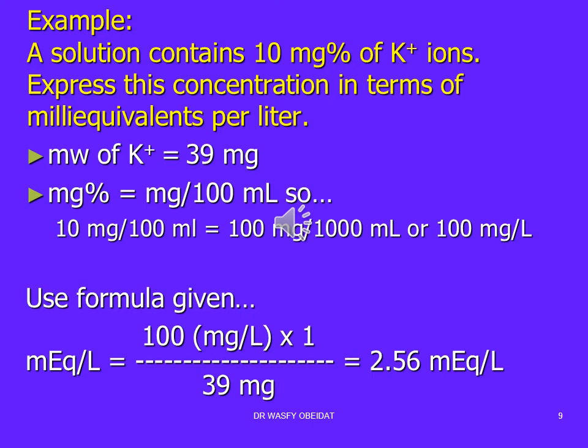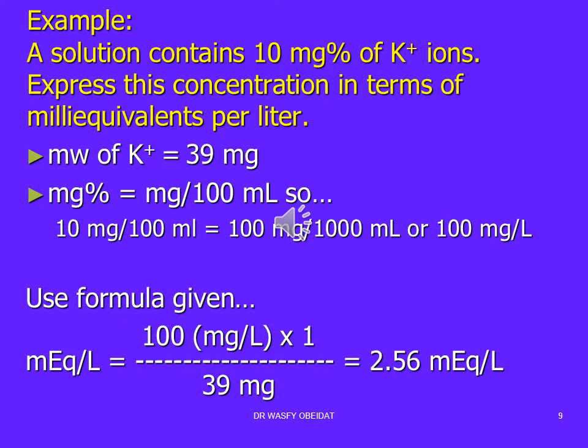Specifically, 10 milligram percent equals 10 milligrams per 100 ml. Therefore, for 1000 ml, which is 1 liter, we should have 100 milligrams. So simply, 10 milligram percent equals 10 milligrams per 100 ml. So for 1000 ml, we should have 100 milligrams. So the new concentration is 100 milligrams per liter instead of 10 milligram percent.